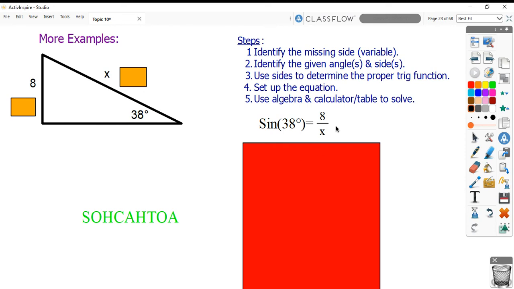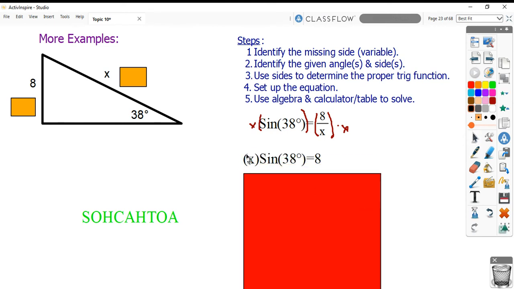All right, so just like before, we see that our variable is inside of a fraction over here on the right side. Fractions, as we know, are just division. So how do you undo dividing? You multiply times the denominator. What we're going to do right here is multiply times x, and we do the same thing on both sides. Make sure you're doing the same thing on both sides. All right, so we've got x times sine of 38 equals 8.